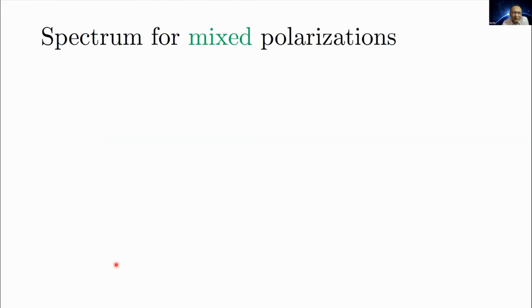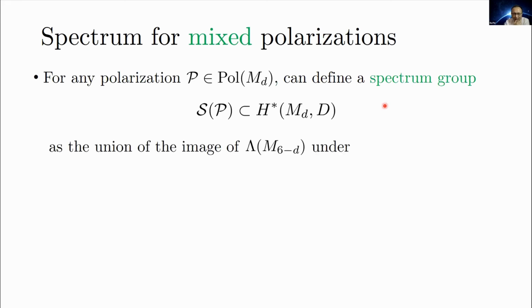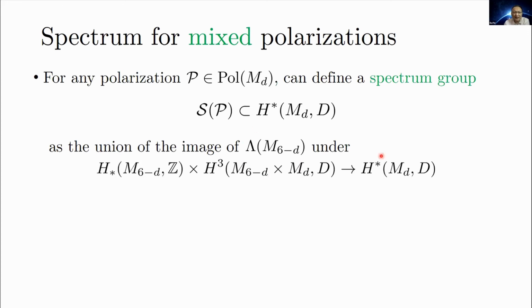The spectrum for a mixed polarization, or in fact for any polarization, can be studied by defining a spectrum group. It's a subgroup of the cohomology of M_D, and it's defined as a union of the image of Lambda of M_{6-D} and the following map in cohomology.